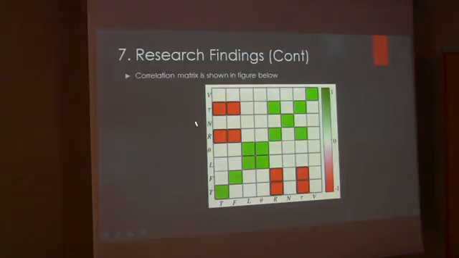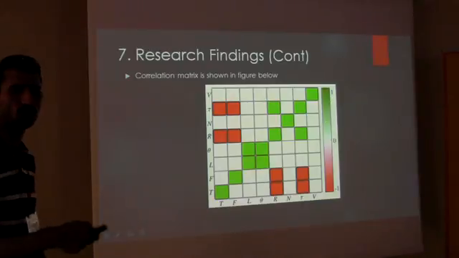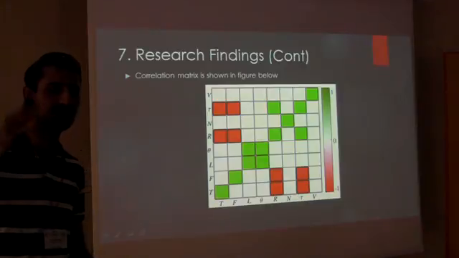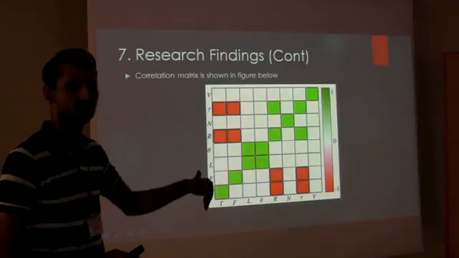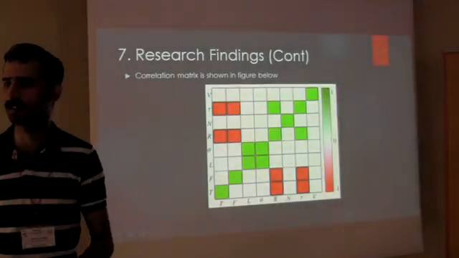Okay, so now you can see that the most important parameters are shown in green or red. The red ones are the negative and the green ones are the positive. Now what does this mean? Negative means if one variable increases, the other one decreases. Green means if one increases, the other one increases as well.